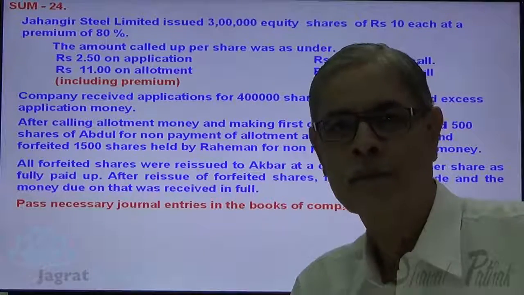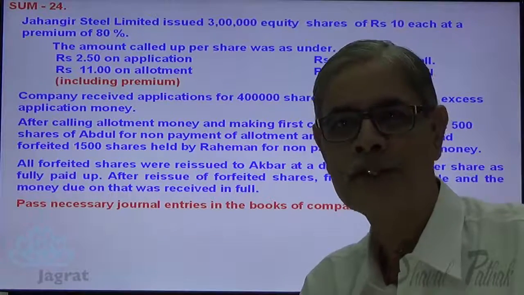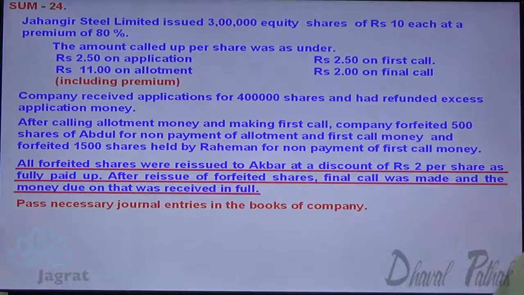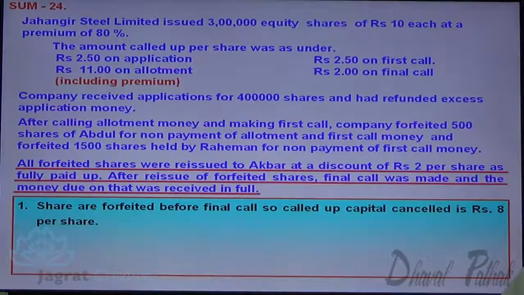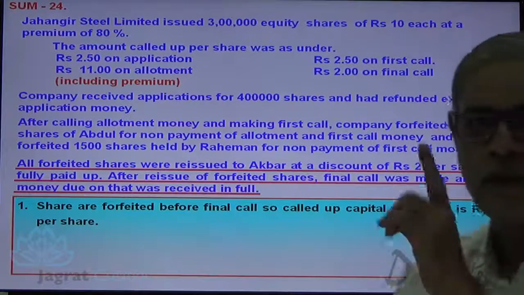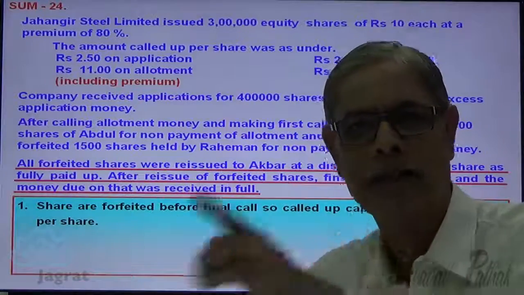So this sum has got 3 important points which I want to mention initially. Shares are forfeited before final call. So called up capital cancelled is rupees 8 per share. So number of shares forfeited multiplied by 8 is the called up capital that will be debited to share capital account.